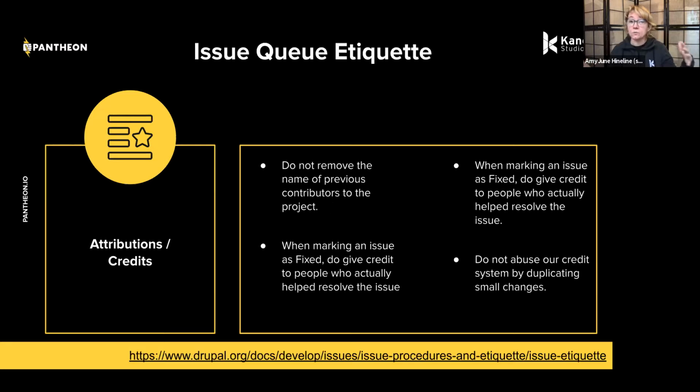So with that in mind, when you mark an issue as needs review or reviewed and tested by the community, go through all of the steps that you took to change that status. If you're looking at a documentation issue, you could indicate that you checked for spelling, you made sure the links were correct, you checked for grammar, you checked the style guide, all of those things. And then we don't want to abuse our credit system by creating duplicate issues for small issues, such as little coding fixes across many issues in a single project. Creating a single issue for one is really the way to go.